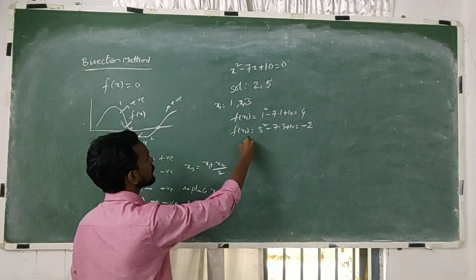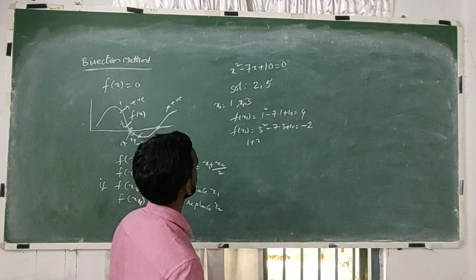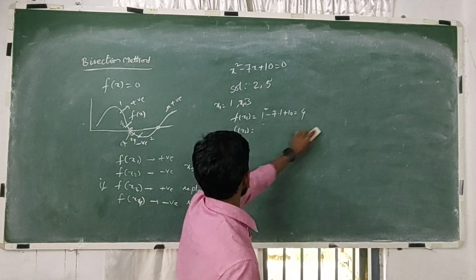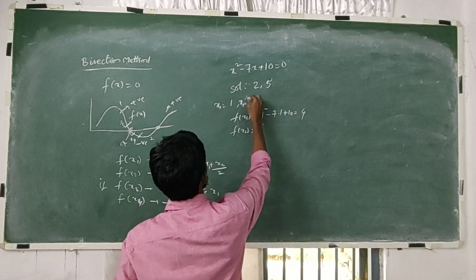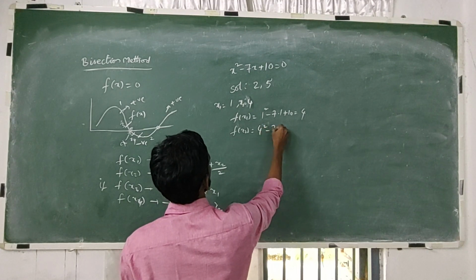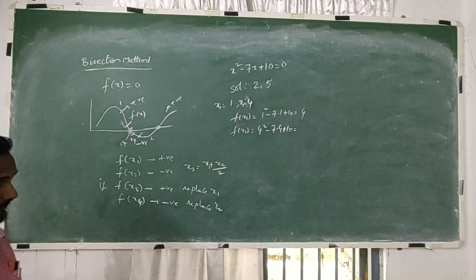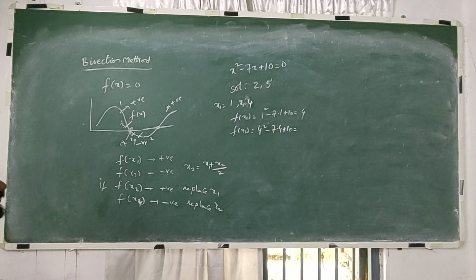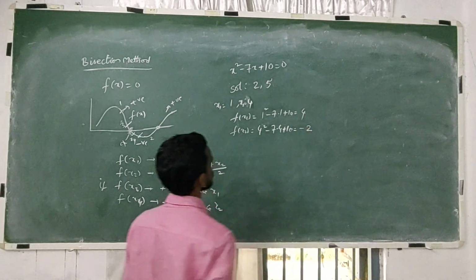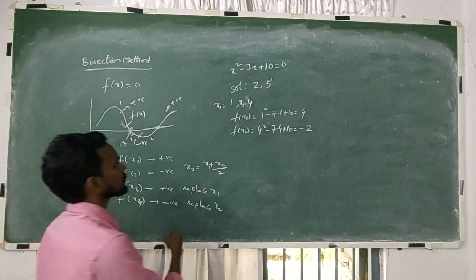Then you divide the interval. 1 plus... Oh, yes, this is direct, so I have to go for a different one. Take it as 4 then. So it is 4 square minus 7 into 4 plus 10. 16 minus 28 plus 10, minus 2 again. Okay, so now take the midpoint of those two.